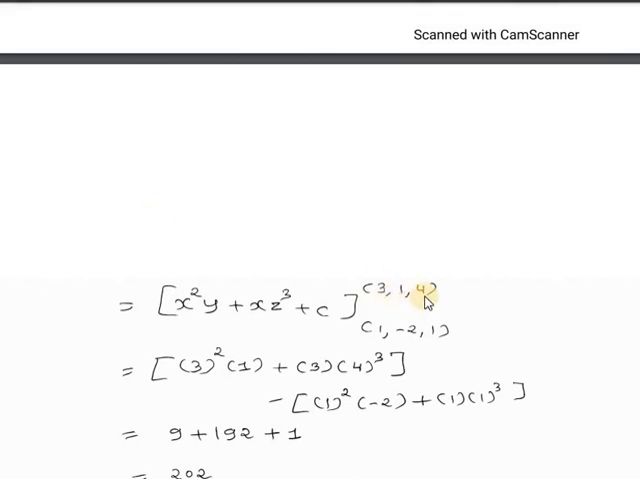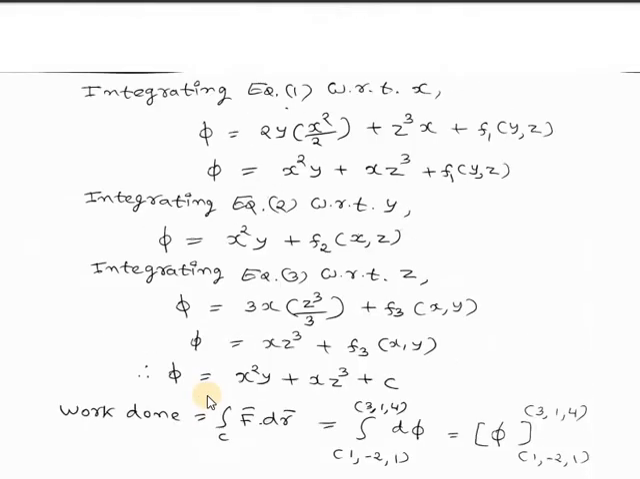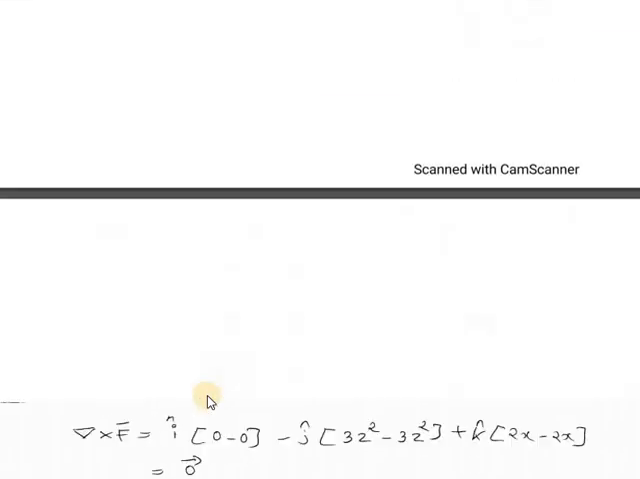So upper limit of z is 4. So putting all these values, in place of x we will put 3, in place of y we will put 1, in place of z we will put 4. Minus putting the lower limit. So in the lower limit we have to replace x by 1, y by -2 and z by 1. We will get this. Further simplifying all these terms, we will get the answer 202. So final answer is 202. This is our final answer of this question.